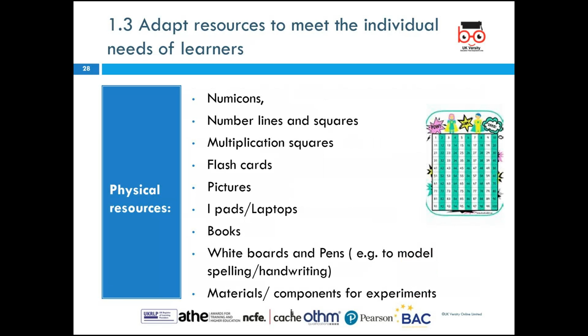And then physical resources, like we've got numicon, number lines and squares. Multiplication squares are my best friend because they give you such a quick answer, you know, oh yes, I know the answer to this. Flashcards, pictures, iPads, laptops, books. I love whiteboards and pens, especially the ones that children have for themselves. If you're one-to-one with someone, you might not have enough time to sit there and help them spell things out. So you could write a sentence out, and say, I want you to transfer this sentence into your book. So you're good for 5 minutes, and you can go back within that.